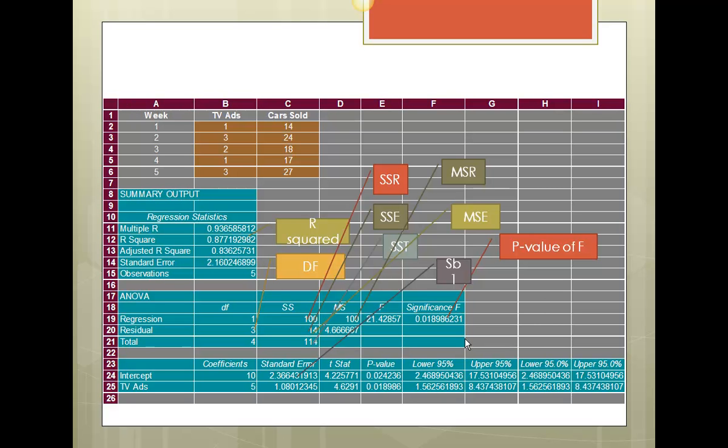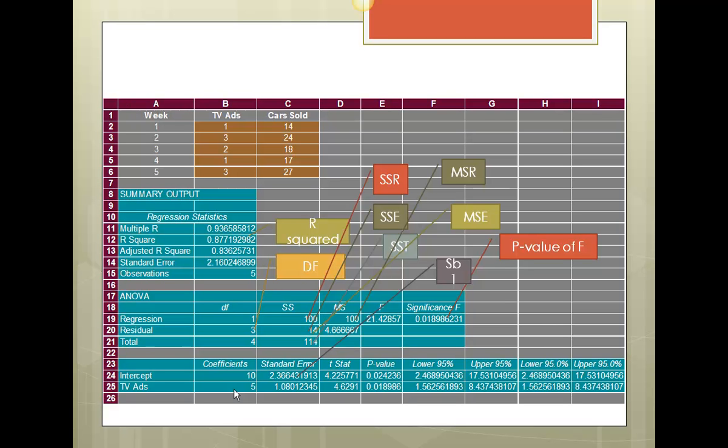Okay, first things first, look at your regression equation. How can you find that? That's way down at the bottom where it says intercept and TV ads and the coefficients. So this tells you the coefficient of intercept is 10. So beta 0 is 10. Coefficient of TV ads is 5. So beta 1 is 5. So y equals 10 plus 5 times TV ads. Because x is TV ads, it's better to just put that in.